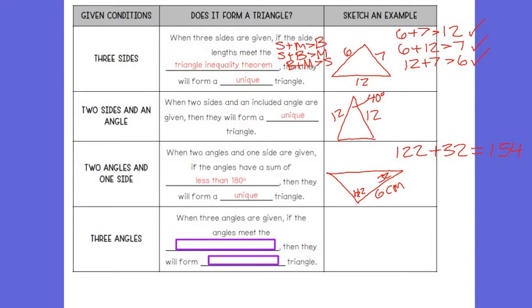Okay. The last law we've already learned. When 3 angles are given, how much does that have to add up to? 180. It has to add to 180. And that is known as the angle sum theorem. I see some people not writing.